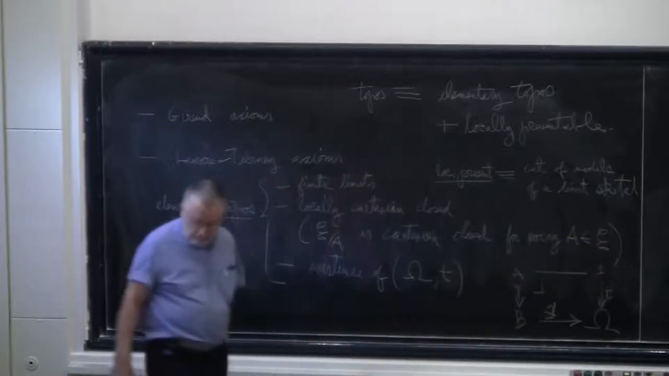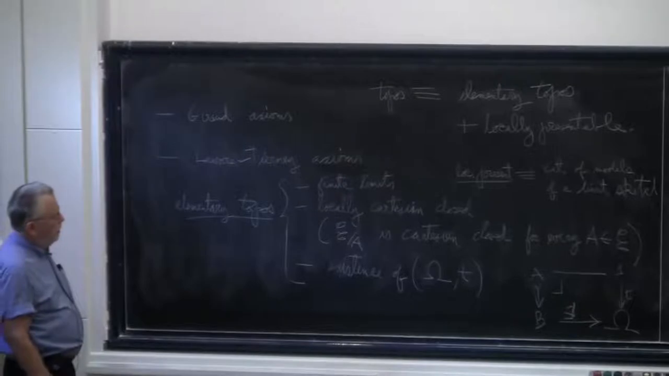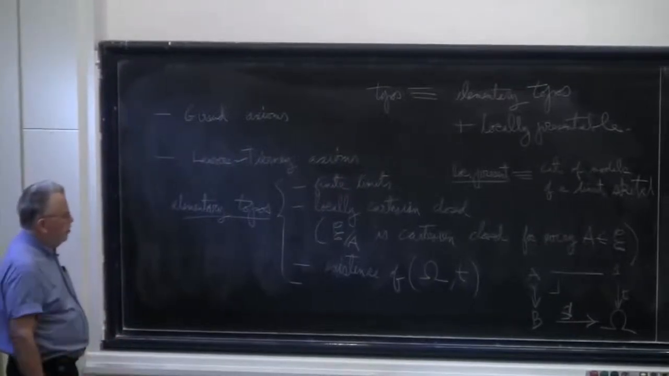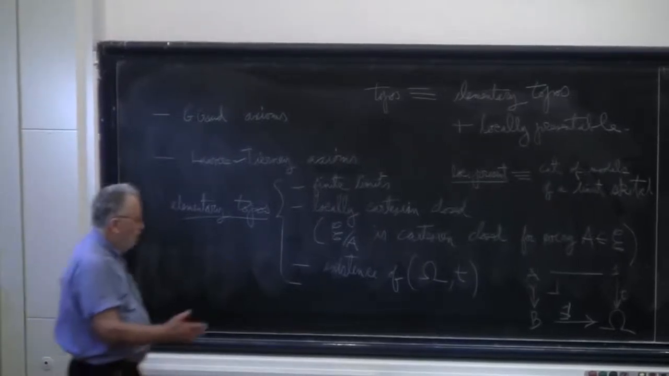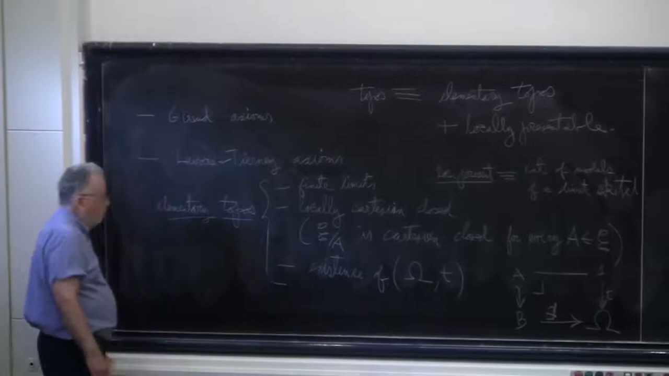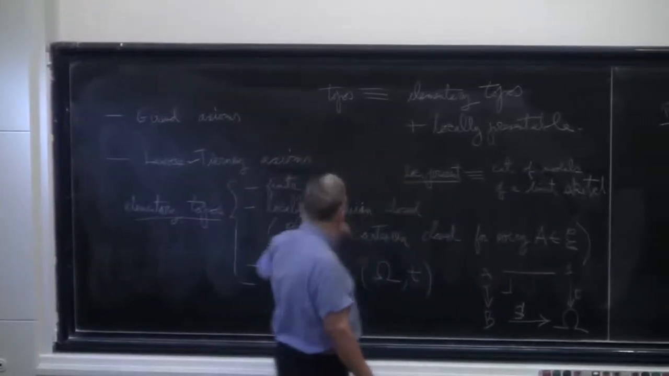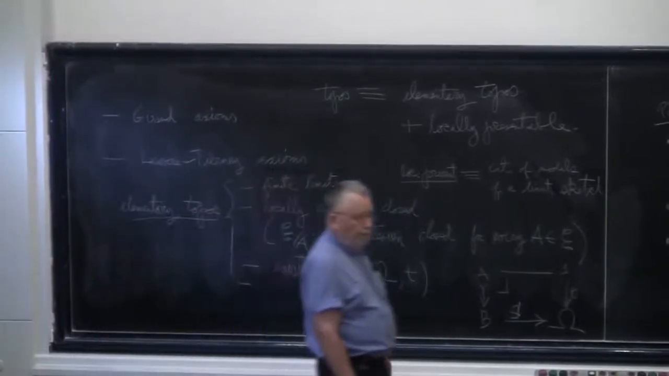Okay, so I would not define what a limit sketch is. This was a notion introduced by Ehresmann, but a category is locally presentable if and only if it is equivalent to a category of models of a limit sketch. There are other characterizations of locally presentable categories. And topoi are exactly elementary topoi that are locally presentable.